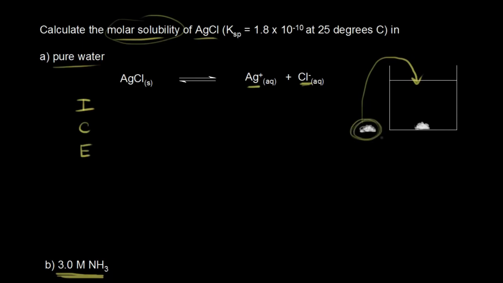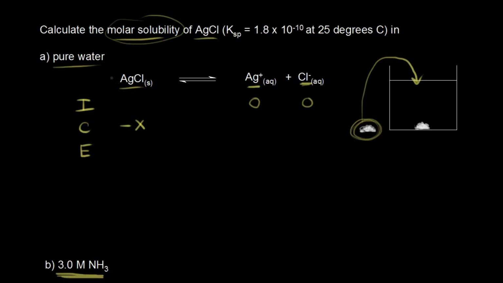Before we put the silver chloride in, we didn't have any ions in solution. So the initial concentrations of our products are 0, right? We have 0 for the concentration of our ions. Some of the silver chloride that we put in dissolved. So we lost a certain concentration of our silver chloride, and we're going to call that X.